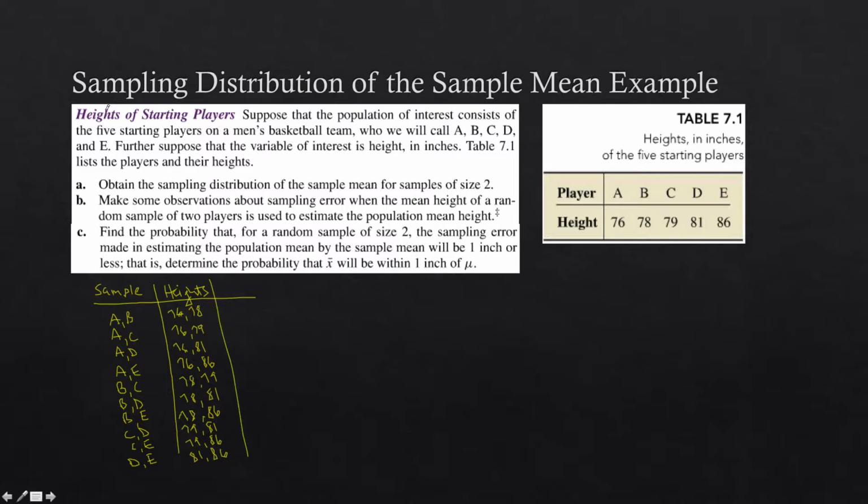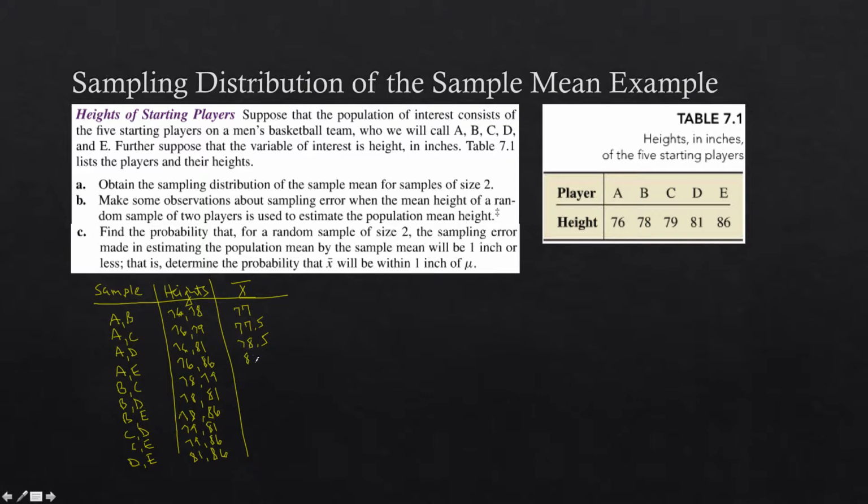Now, what is the sampling distribution of the sample mean? Well, that's where we take the mean of each of these individual samples. So if I take the mean of 76 and 78, the sample mean, of course, is x bar. That's going to be 77. 76 and 79, if I take the mean, 77 and a half. 76 and 81, 78 and a half.